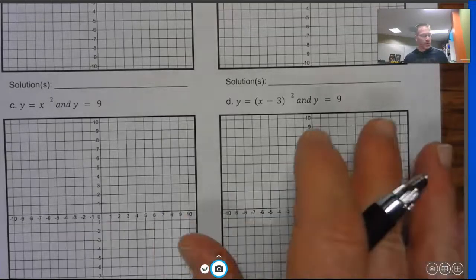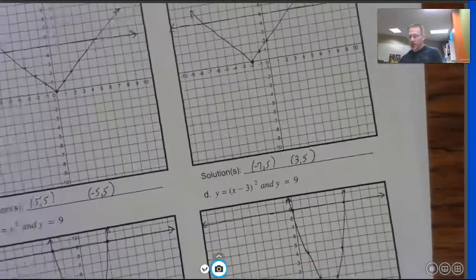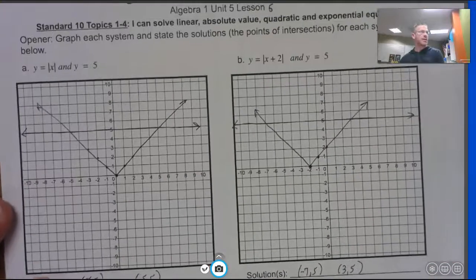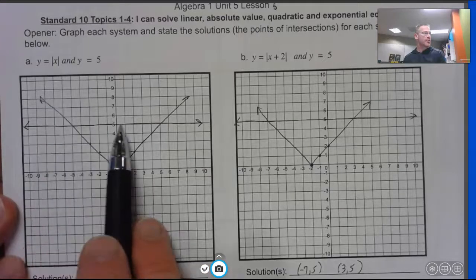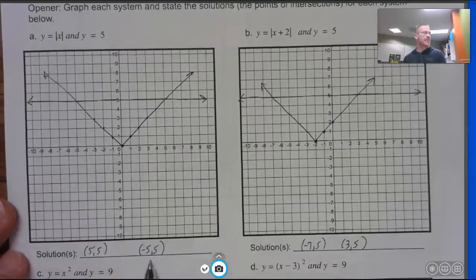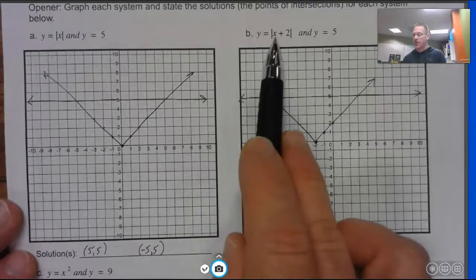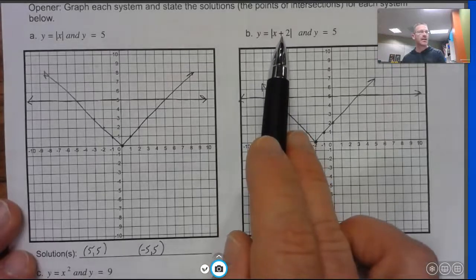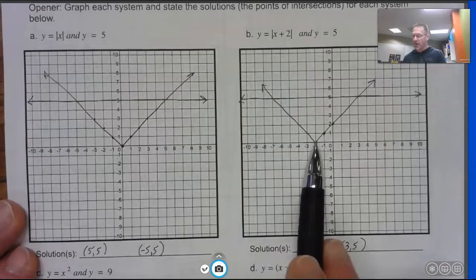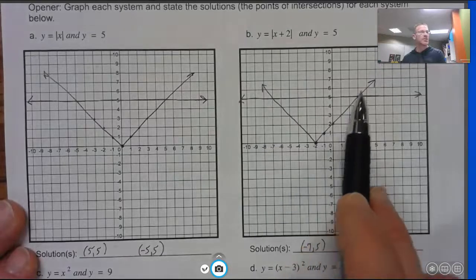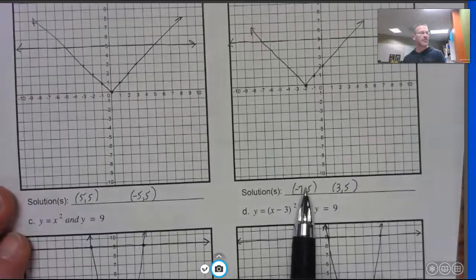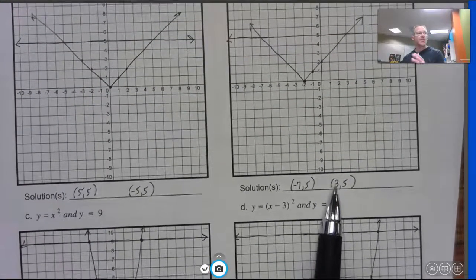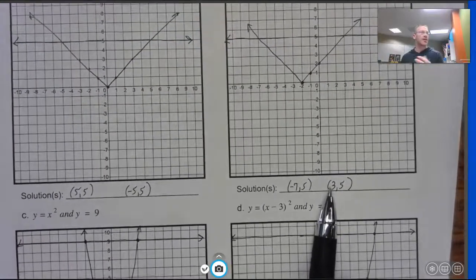All right, so let's take a look at the work. On the first one, the vertex is at 0, 0, and we get our horizontal line of 5, and we can see that we get 2 points of intersection here, 5, 5, and negative 5, 5. Now, the difference in the two graphs here is that my vertex is at negative 2, 0. So now my graph starts here. I still have the same rate of change. It still opens up. I still get 2 points of intersection, but it's negative 7, 5, and 3, 5. So it doesn't change how many points of intersection, it just changes where they occur.